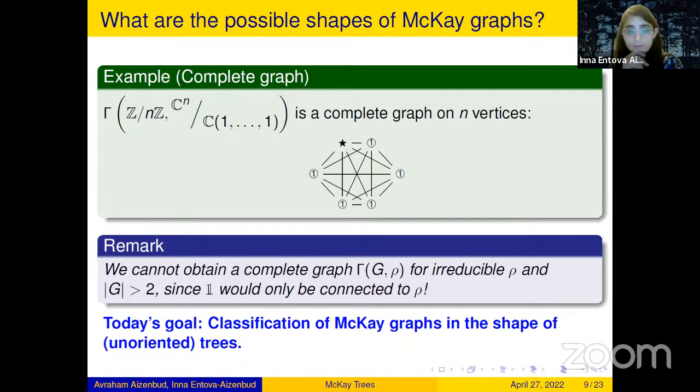So what we are going to discuss today is actually the opposite question. We saw that complete graphs are not that interesting. We can get them, but not as irreducible McKay graphs in a sense. But can we get, on the contrary, McKay graphs with very few edges? McKay graphs with very few edges would be trees or unions of trees, namely forests. And it turns out that one can actually classify all McKay graphs which are trees.